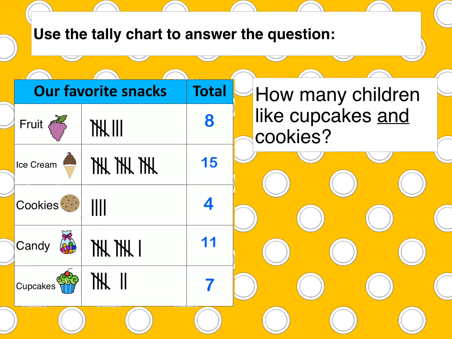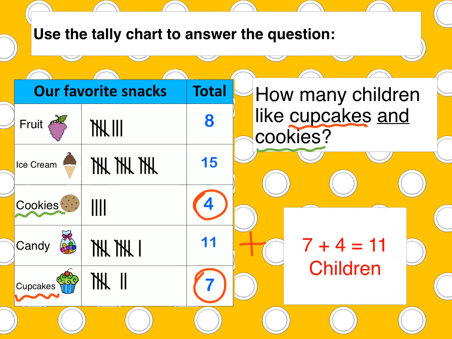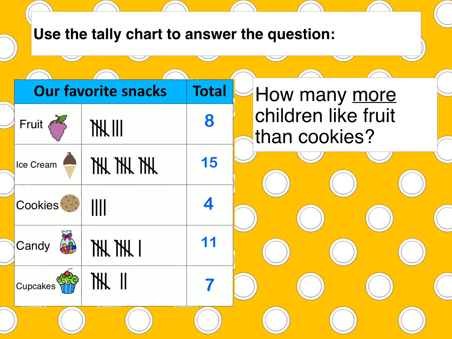Now listen carefully to this question. It says, how many children like cupcakes and cookies? So here I need to add the cookies and the cupcakes. 4 for the cookies and 7 for the cupcakes. That gives me, excellent, 11. So 11 children like cupcakes and cookies. I know that you are very smart students.